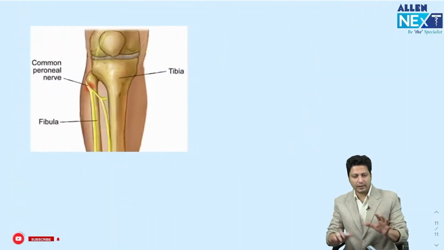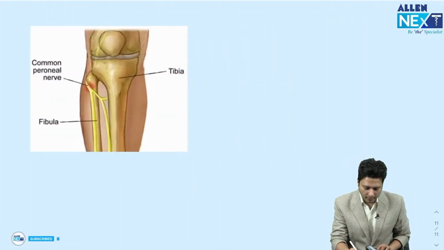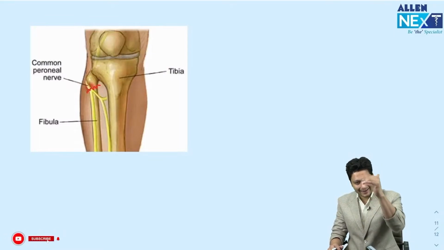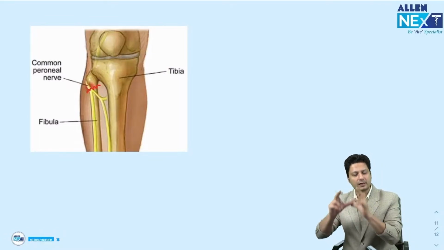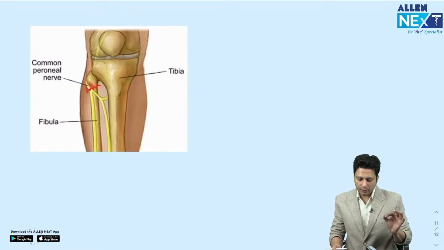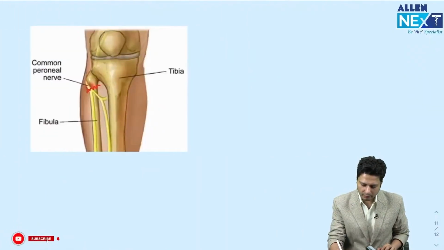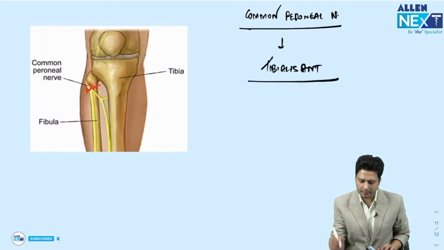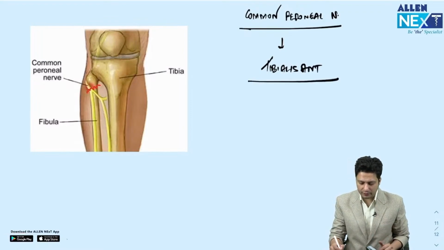Now as you know very clearly, this common peroneal nerve is lying in close approximation to the proximal aspect of the fibula. So if there is a fracture in the head, the neck, or the head-neck interface, that means anywhere in the proximal aspect of the fibula, then the common peroneal nerve is likely to be injured. This common peroneal nerve is responsible for supplying one of the muscles, that is tibialis anterior.